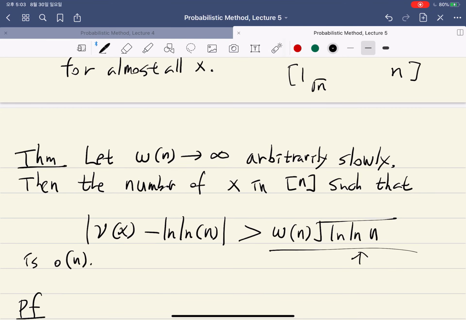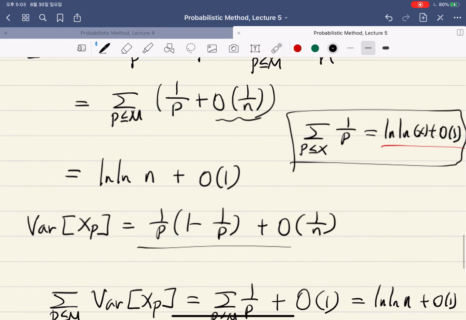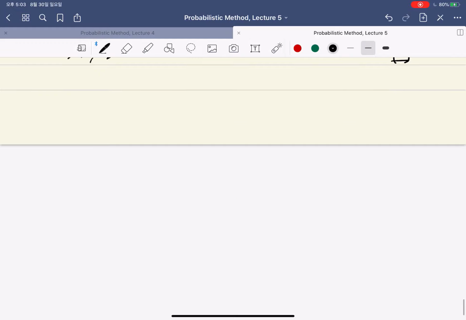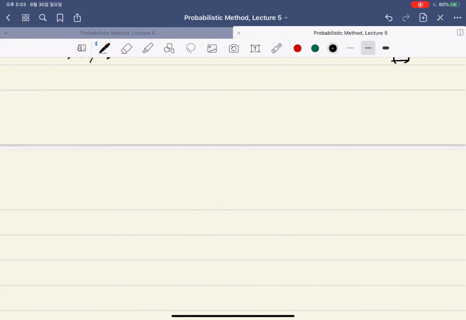So except for little o of n many, the numbers x in the bracket n satisfying this are essentially everything except a small number of numbers. So that's one application of Chebyshev's inequality and the second moment method.